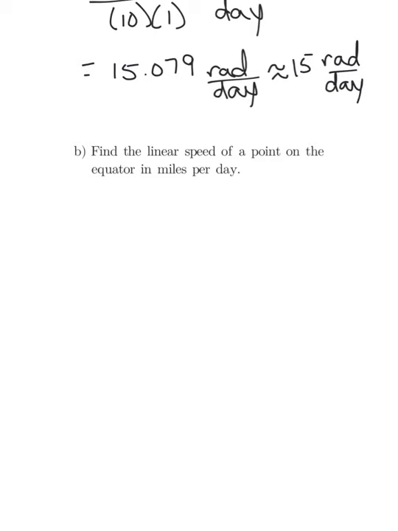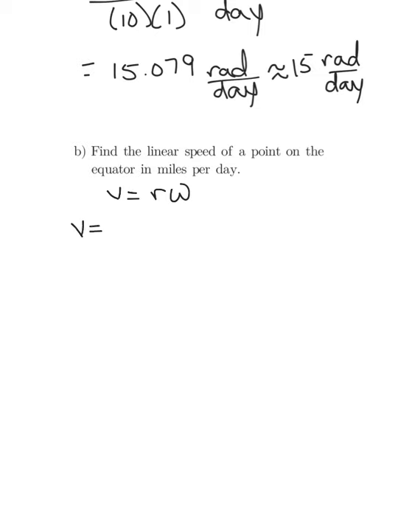Question B asks us to find the linear speed of a point on the equator in miles per day. So we're being asked to find linear speed, which is v. And if you think back to our given information, we had an r. So what that means is that we are going to go back to this v equals r omega.